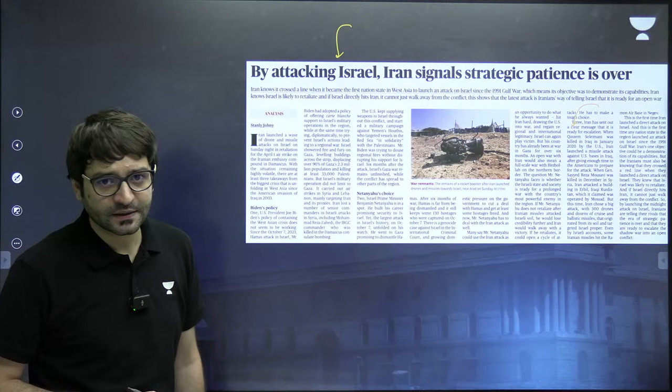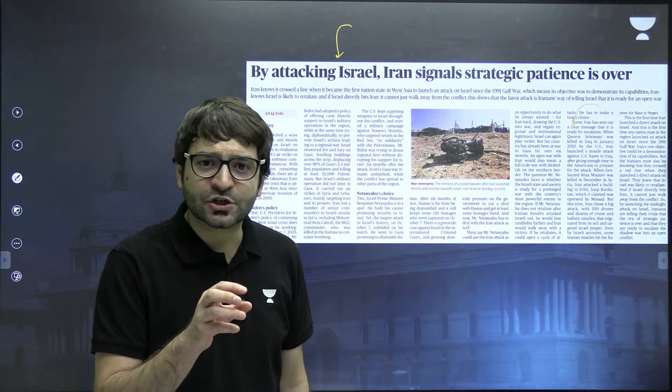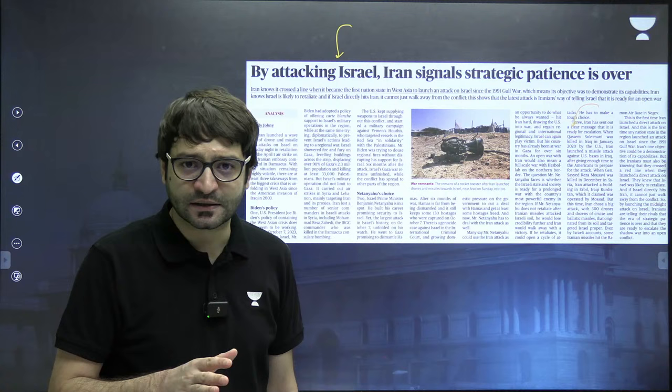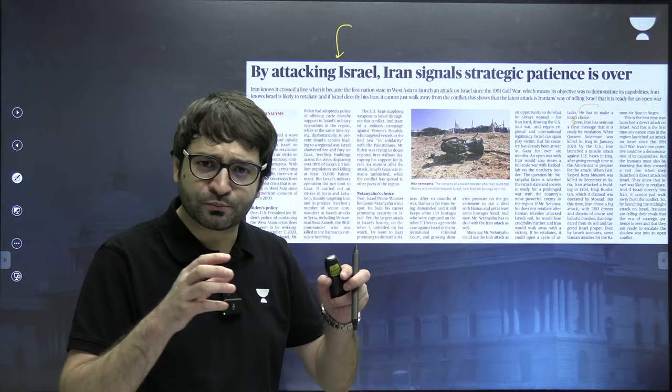Number one, what is the policy of the United States? What is the policy of US President Joe Biden? Joe Biden initially supported Israel, saying it is Israel's right to self-defense. Because Israel has been attacked by Hamas, Israel has the right to retaliate, Israel has the right to defend itself. In fact, weapons and ammunition were provided by the United States.